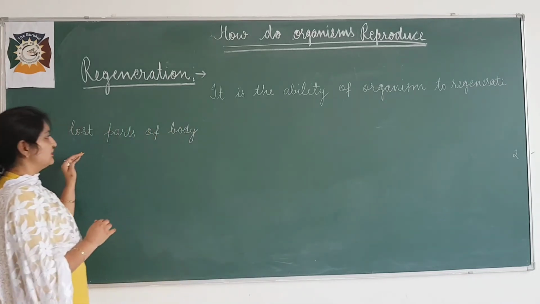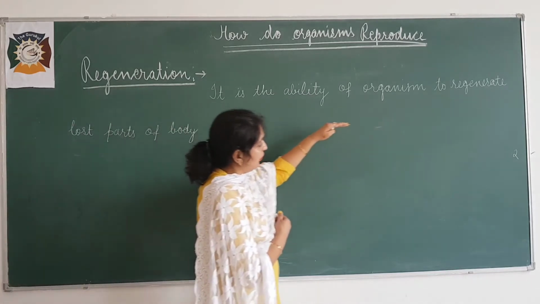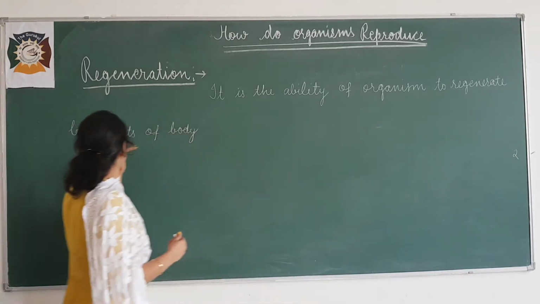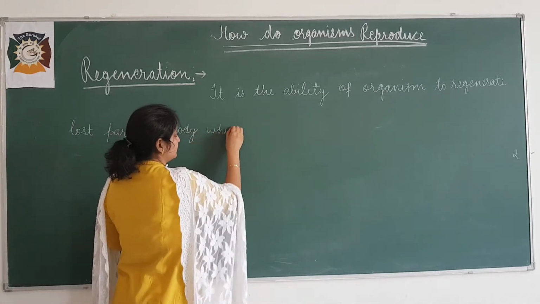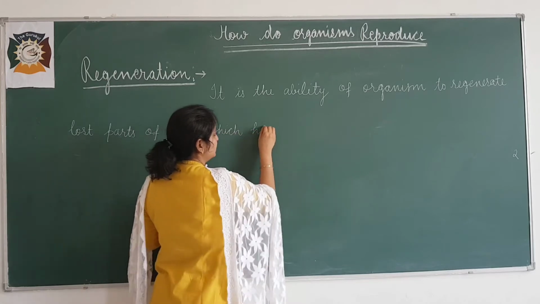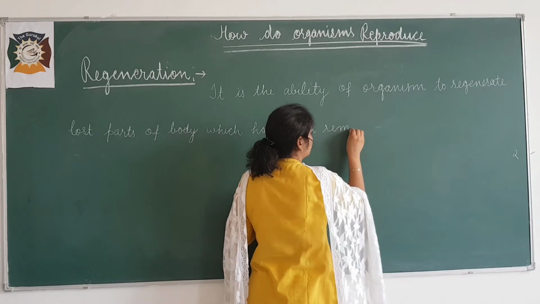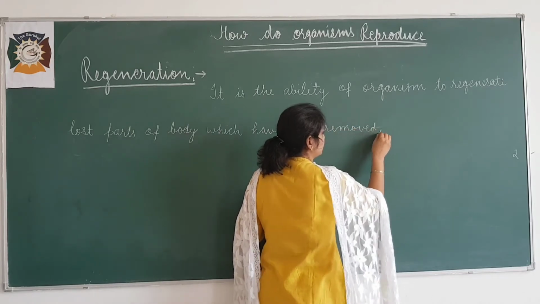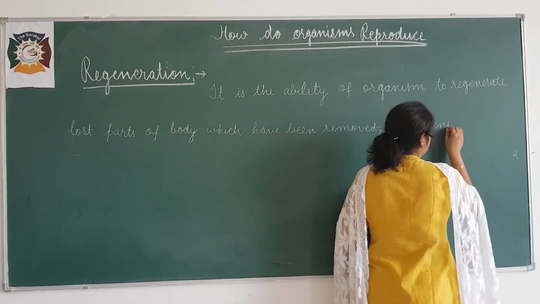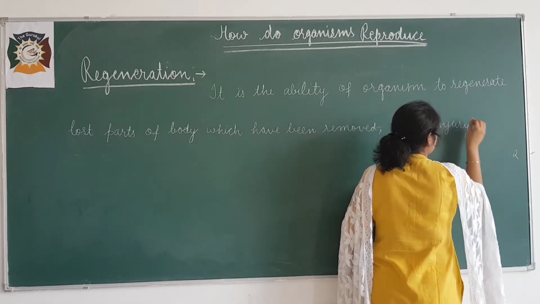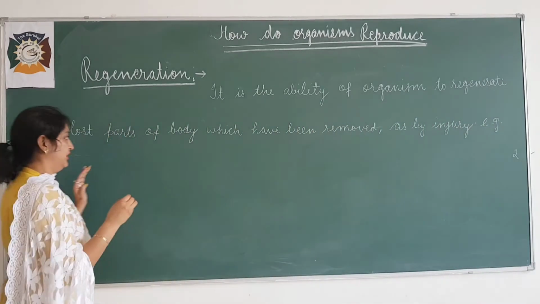अपने lost parts की formation कर लेना. It is the ability of organism to regenerate the lost parts of the body which have been removed as by injury. Example, Hydra and planaria.